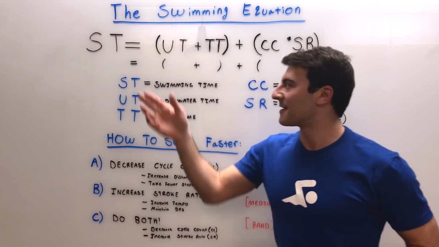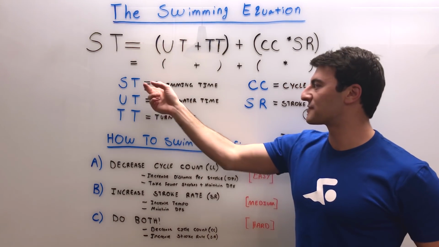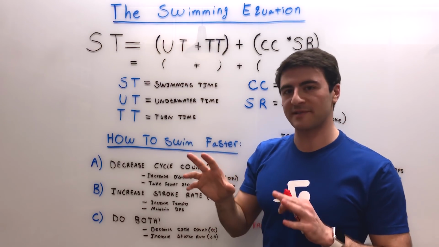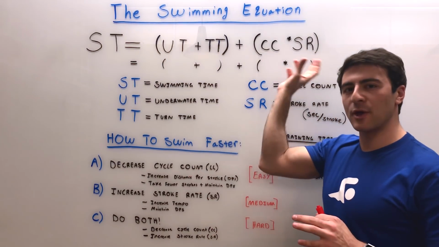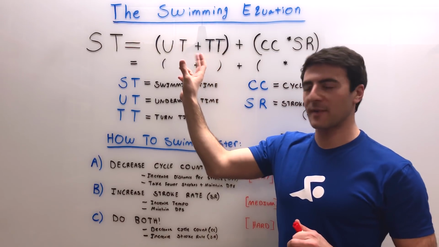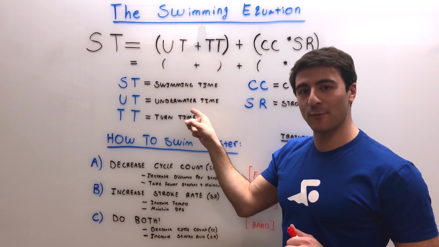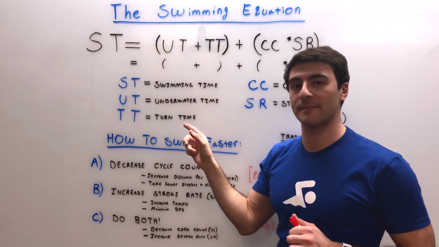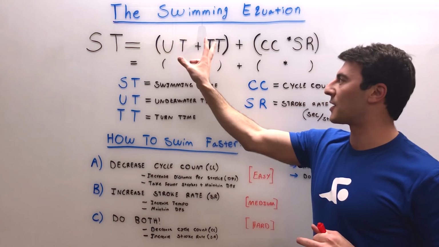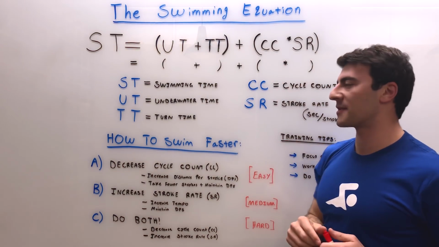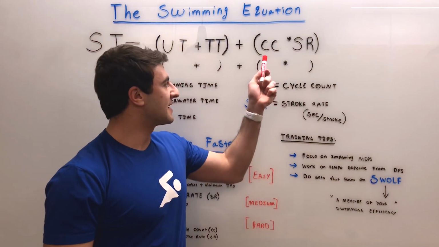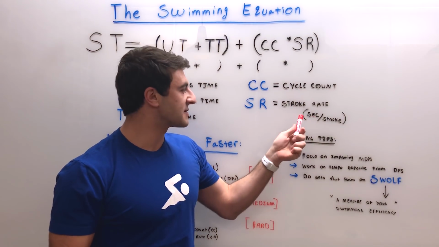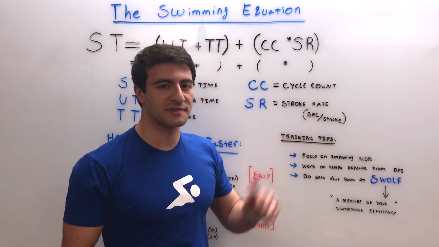Let's take a look. Our ST represents total swimming time. Now this equation represents two components, the underwater and the overwater. Our underwater time represents the time we spend underwater plus the time we spend on the walls, called our turn time. Now we're going to add the underwater component to the overwater component, and our overwater component is a function of our cycle count multiplied by our stroke rate. And our stroke rate is in seconds per stroke.